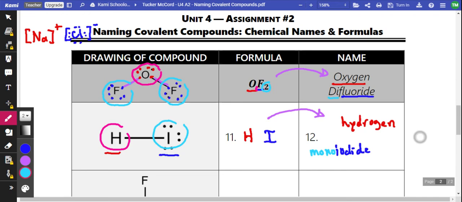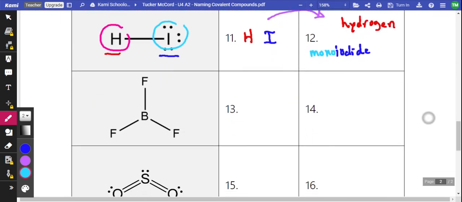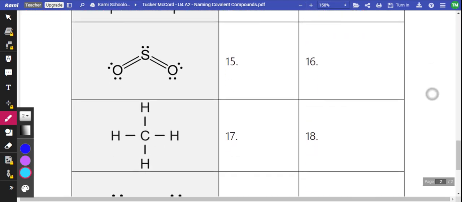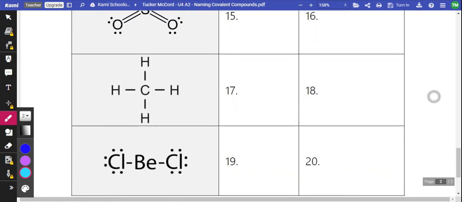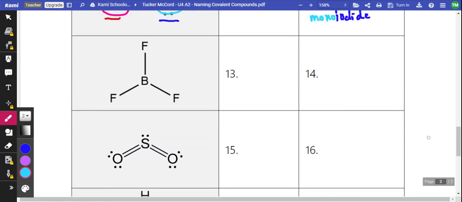So for the rest of these, look at what atom is either in the middle or on the left. In this case, we've all got atoms in the middle. So those are always going to be what starts your compound. It's going to be the first element in your formula, and it's going to be the first element in your name. Don't forget to change the second element's name to have an IDE ending, and use your prefixes to say how many atoms of each element there are, like 1 B and 3 Fs. And don't forget the first element does not get the mono prefix. Only the second one can get the mono prefix.